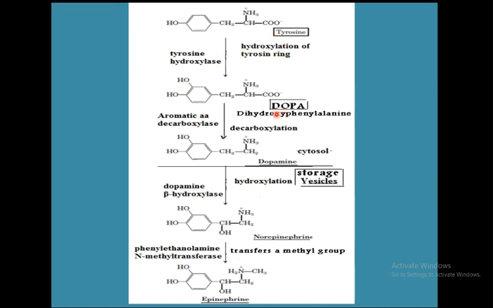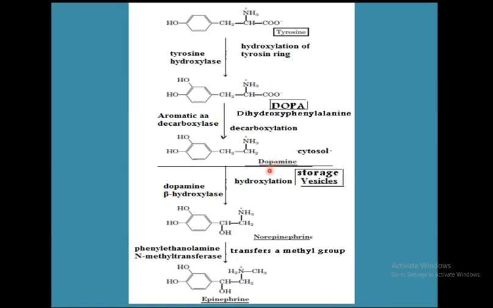Thus, tyrosine becomes dihydroxyphenylalanine, shortly known as DOPA. So DOPA is the short form for dihydroxyphenylalanine. Then DOPA is converted to dopamine through a process known as decarboxylation. So decarboxylation, what will happen? Removal of the carboxylic acid group, COO. What is the name of the enzyme that does this process? Aromatic amino acid decarboxylase. So aromatic amino acid decarboxylase removes the carboxylic acid group, thus DOPA is converted to dopamine. This happens in the cytosol.